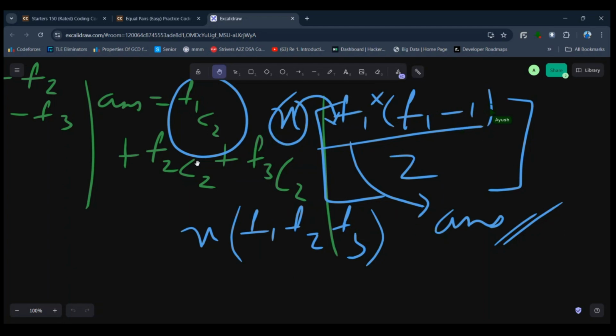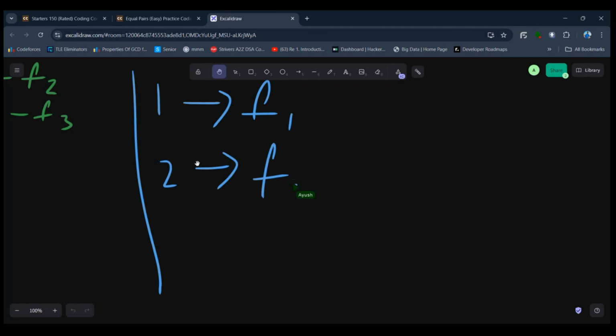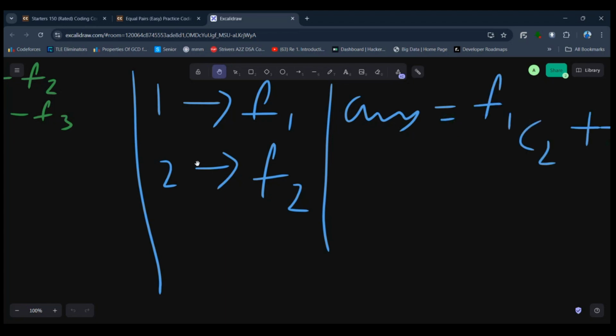Now we are left with this: suppose I create a frequency map where one is coming f1 times and two is coming f2 times, and so on. So my answer initially would be, as mentioned, f1 C2 plus f2 C2 and so on. And at last, what can I do? Let's say that one was the element having the maximum frequency.